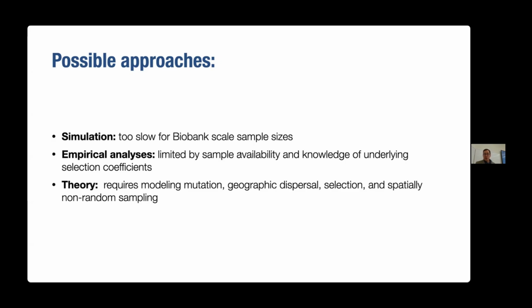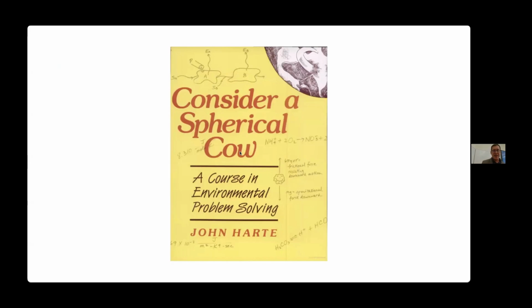So we're going to start with the theoretical approach here, and we're going to take inspiration from John Harte, who was a professor at UC Berkeley, where I did my PhD. He taught this popular course called Consider a Spherical Cow, a course in environmental problem solving. The reference is that you're trying to understand something like how cows affect the global carbon cycle, so you need to think about how much grass is going into a cow, how much a cow is emitting in terms of biomass, et cetera. And of course, maybe what you want to do is just imagine each cow is a little circle with an arrow going in and an arrow going out.